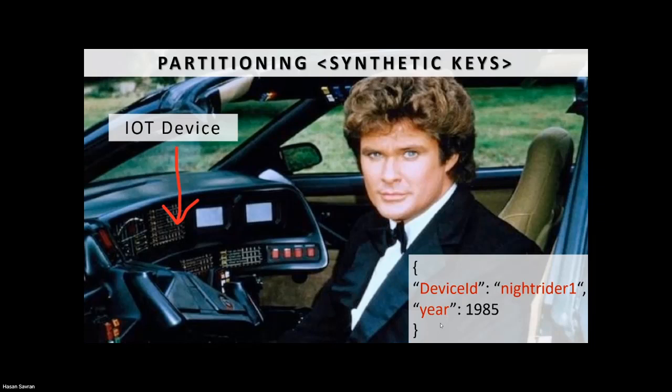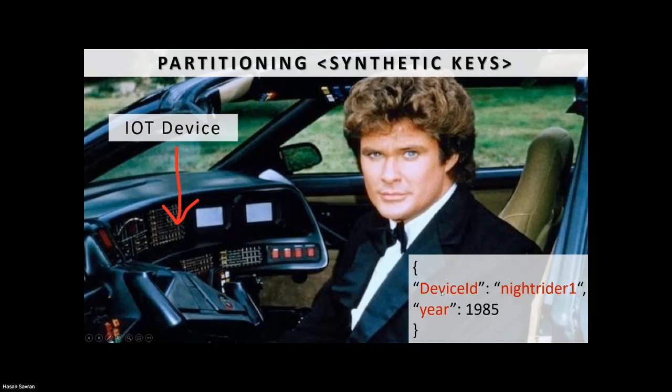So it looks like we have only two options. Well, in 1985, there was only Knight Rider 1, but in our case, we have many cars, and year really doesn't make that much sense to us. So if you pick the device ID as a partition ID, your write will be very fast, because all the data is going to go to the same partition.